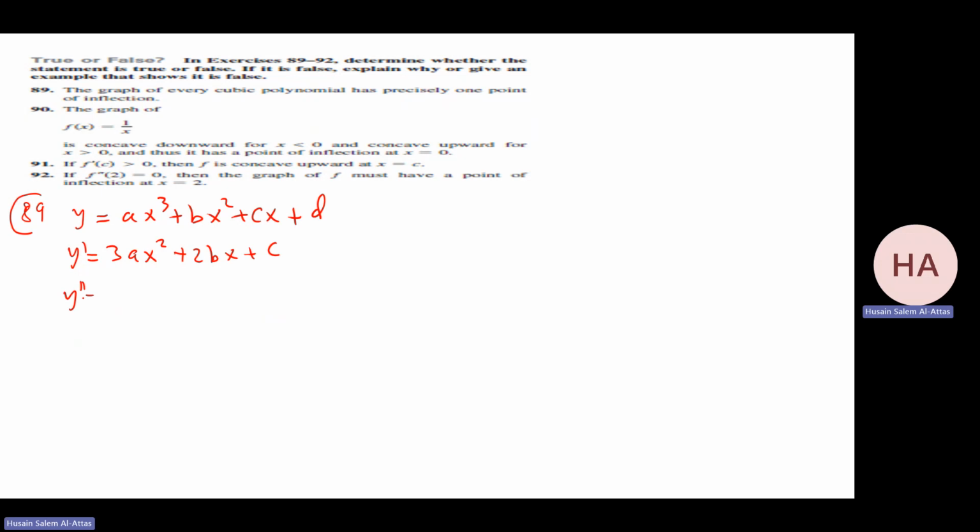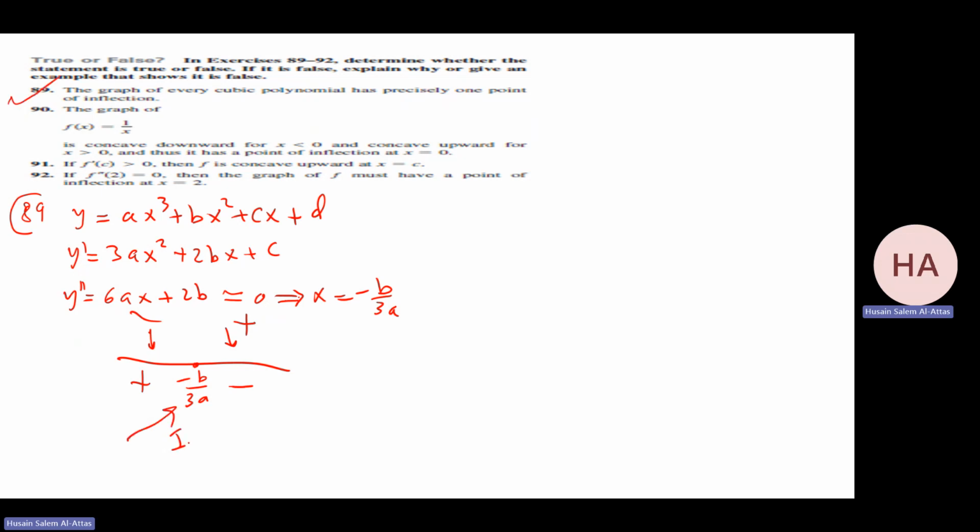What is y double prime? Which is always equal to 0, which implies x will be minus b over 3a. So you put the value minus b over 3a, you will get a change. This will be a change of concavity. If this is plus, there'll be minus. If this is minus, then this will be plus. So you have a point of inflection. Yes, so this is for sure always a point of inflection.